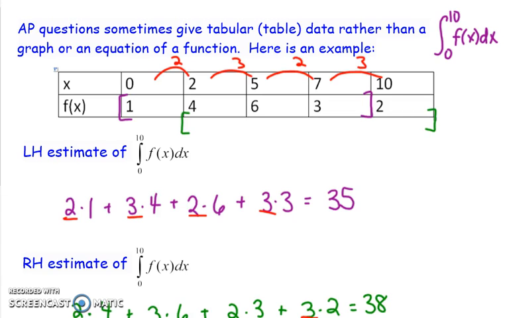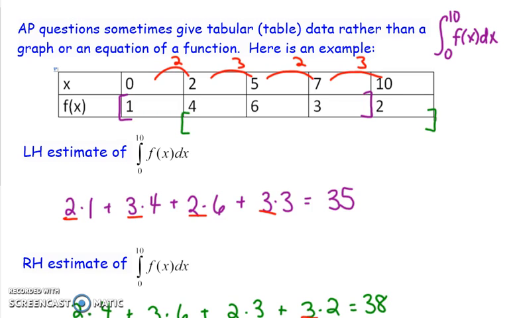All right, checking over your answers, you should see that your left-hand estimate should come out as 35 and your right-hand estimate should come out as 38. What I drew up on the board is thinking about the widths of our partitions. We have one that's 2 and then 3 and then 2 and then 3.